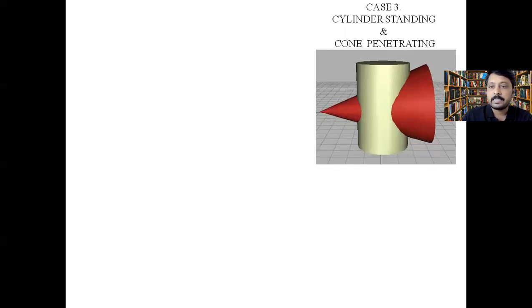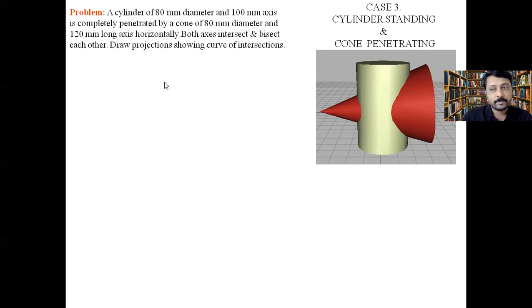Now the next problem, in this we have a cylinder standing as usual, and we have a cone. Now you know the cone, how a cone looks like. So this is the basic thing, how it looks like. A cone is penetrating through the cylinder. So the cylinder is standing. Okay, now let us see what the given points are.